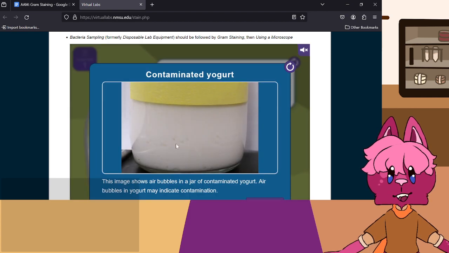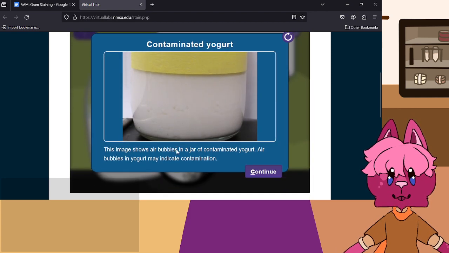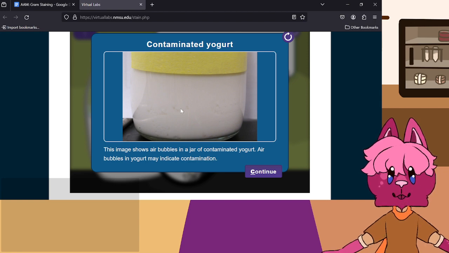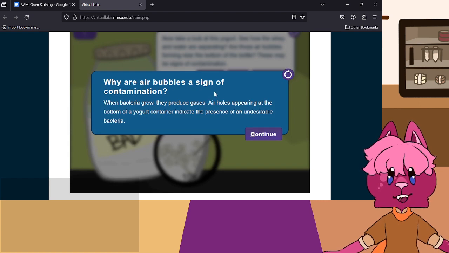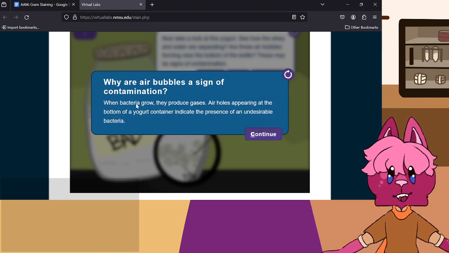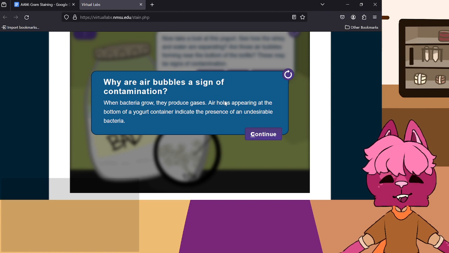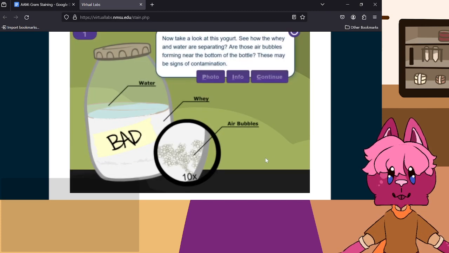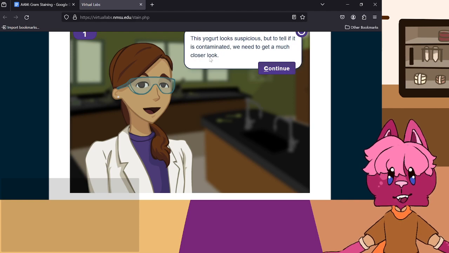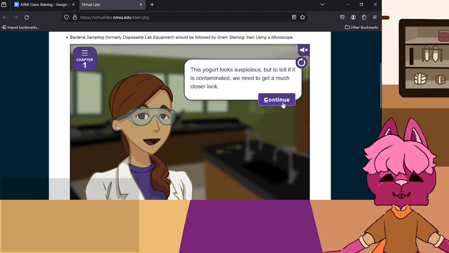So this is a photo that tries to better show the air bubbles. I don't think it works very well, but you can kind of see them. And then this is info. Why are air bubbles a sign of contamination? When bacteria grow, they produce gases. Air holes appear at the bottom of yogurt container, indicating presence of undesirable bacteria. The yogurt looks suspicious. But to tell if it is contaminated, we need a much closer look.